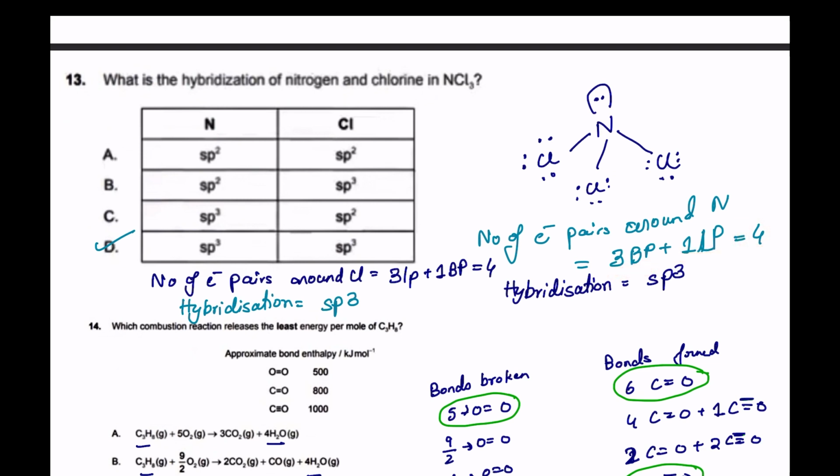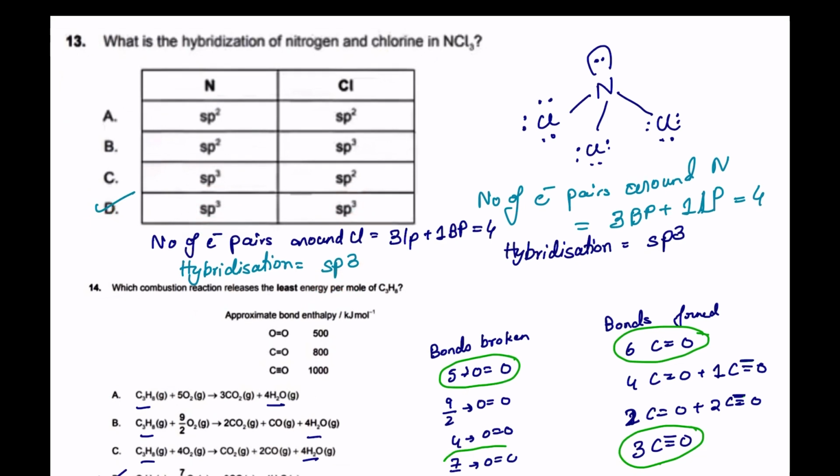If you have 4 electron pairs, your hybridization would be sp3. 1 electron pair for s and 3 electron pairs for p. Similarly for chlorine, if you check, we have 3 lone pairs and 1 bond pair. So again, 3 lone pairs, 1 bond pair, a total of 4 electron pairs. So hybridization becomes sp3, 1 electron pair for s and 3 for p. So yeah, option D is the correct answer with both sp3.